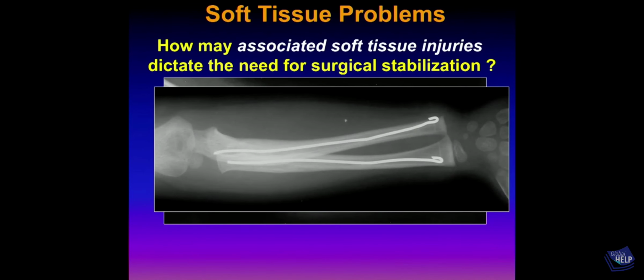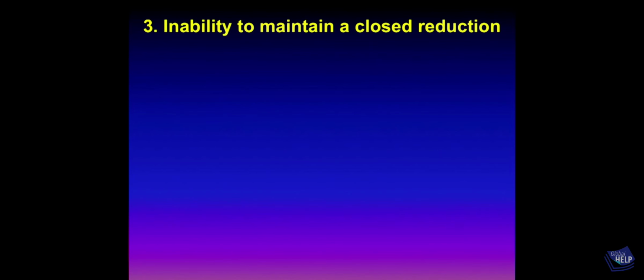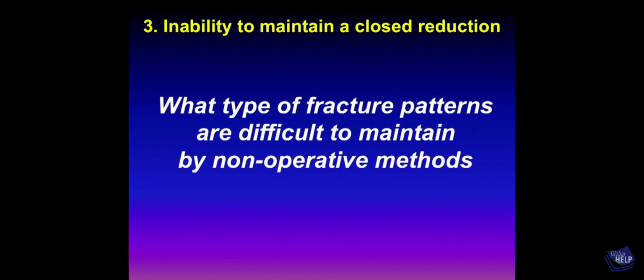And so he was managed with intramedullary fixation. That's before we had the commercially available intramedullary nails. We used K-wires, and they still work very well. Now, inability to maintain a closed reduction. Which types of fractures are difficult to maintain by non-operative methods?